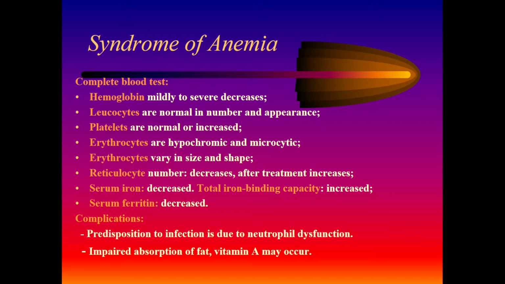In a blood test during the syndrome of anemia, we should find hemoglobin mildly to severely decreased. Leukocytes are normal in number and appearance. Platelets are normal or increased. Erythrocytes are hypochromic and microcytic. Erythrocytes vary in size and shape.